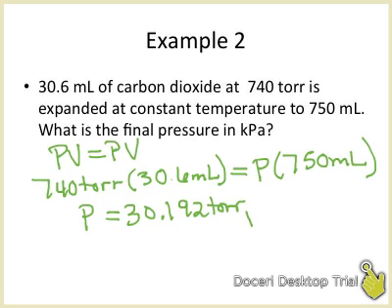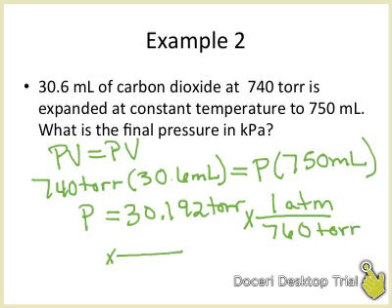So we need a conversion factor. Anyone know what the conversion factor is? 760 torrs is equal to 1 atmosphere, right? Yes. Okay. But we don't want atmospheres. 1 atmosphere is equal to what? 101.325.